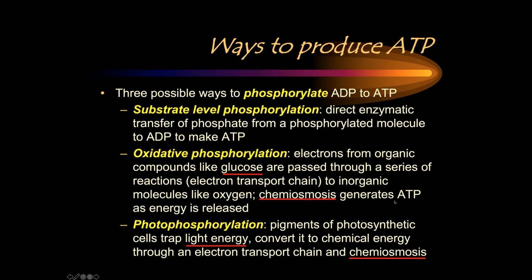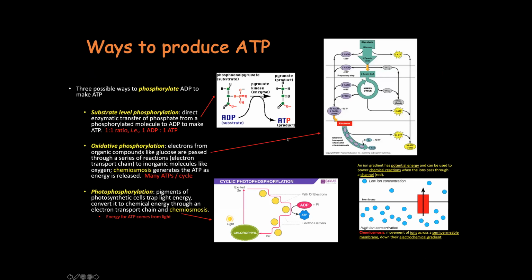Okay, I'm out of time, so let me just briefly mention one thing. There are three ways to produce ATP. And don't worry about this right now, because we're going to talk about each of these processes in detail. But there's substrate level phosphorylation, there's oxidative phosphorylation, and there is photophosphorylation. Now they're illustrated here. So substrate level phosphorylation converts ADP to ATP, and it's a 1-to-1 ratio. You get 1 ATP from every ADP.